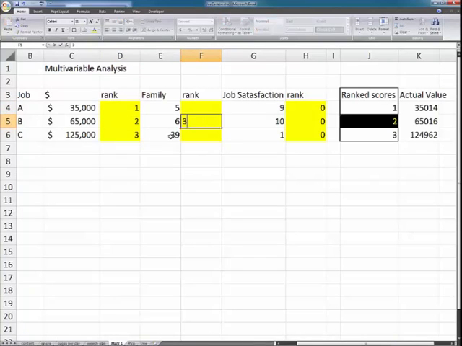That one there is the highest number, so it gets a score of 3. That gets a score of 2. That gets a score of 1. That's the highest number, so it gets a score of 3. That gets a score of 2. That gets a score of 1. And look at this.